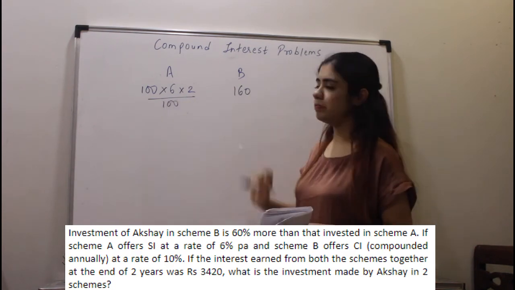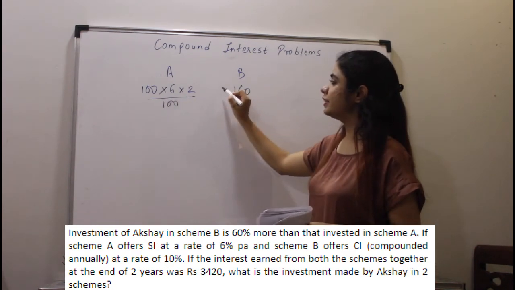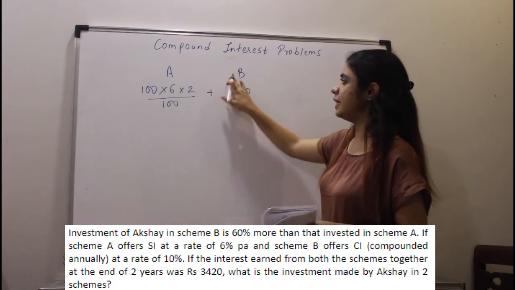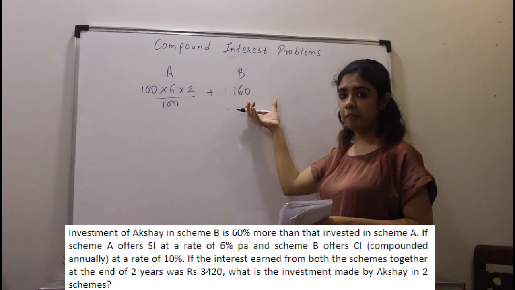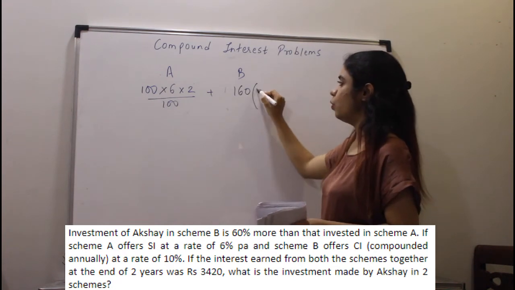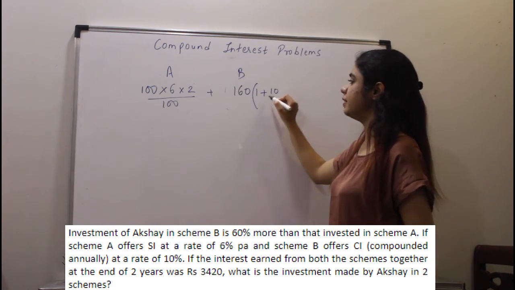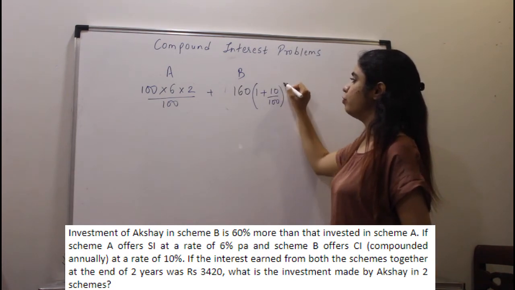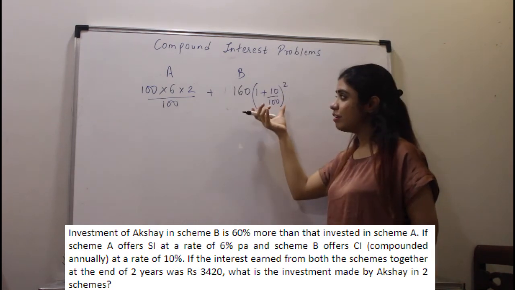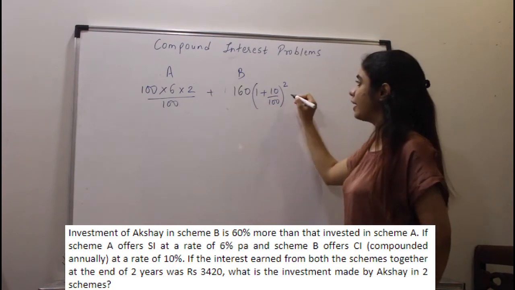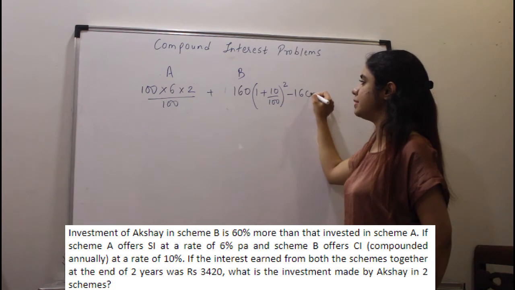ठीक है? This is your simple interest. Compound interest के लिए क्या हो जाएगा? This is your amount, so that is P. So we'll calculate the amount first, that is P into 1 plus the rate of interest given is 10% upon 100 for 2 years. This is giving me the amount. I need compound interest, so I will subtract my principal.